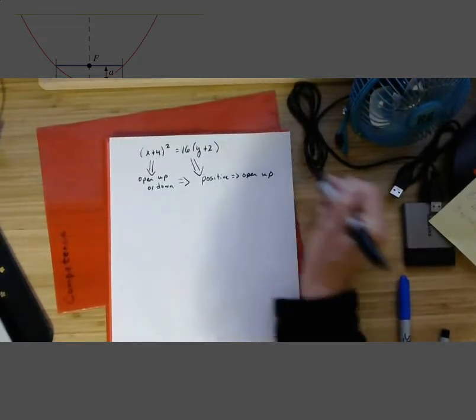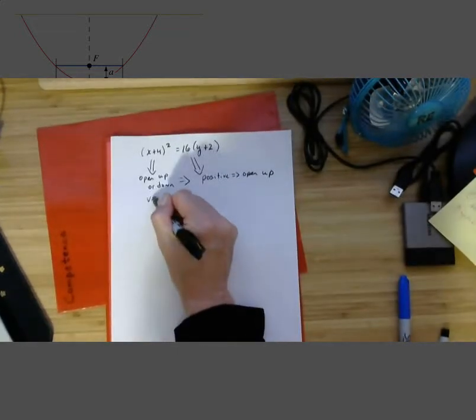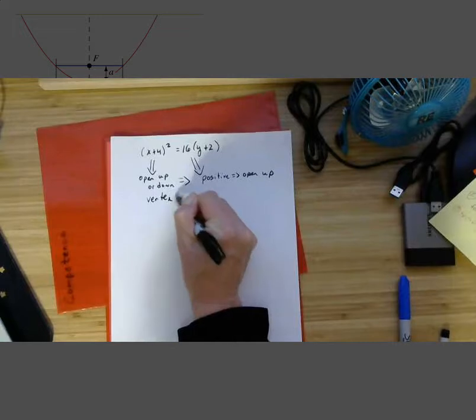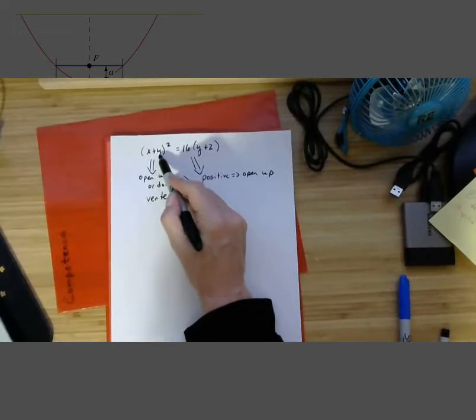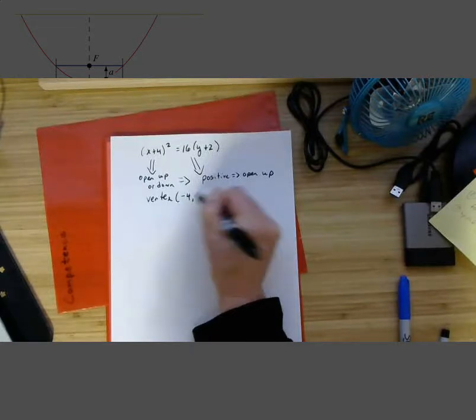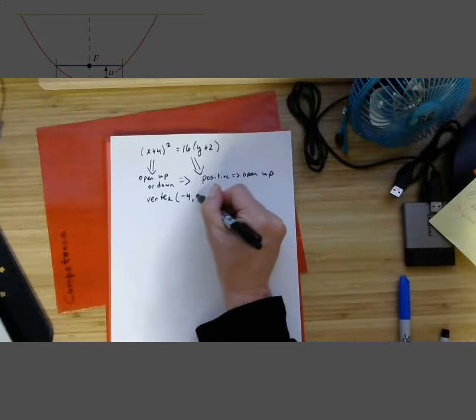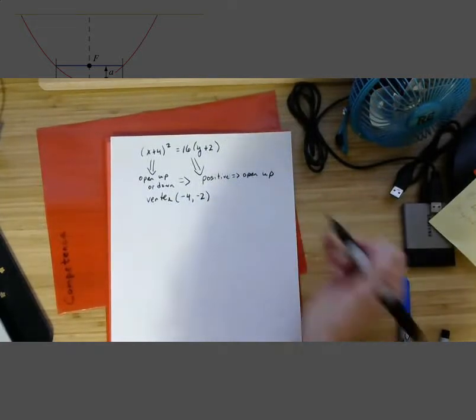So now I know that the parabola is going to open up, and I can find the vertex by looking for (h, k). The vertex is the opposite of the constant next to the variable x, so this would be -4. And it's the opposite of the constant next to the variable y, so this would be -2.